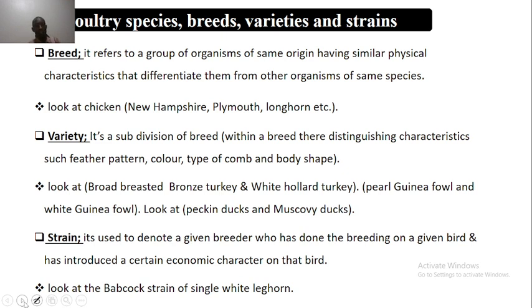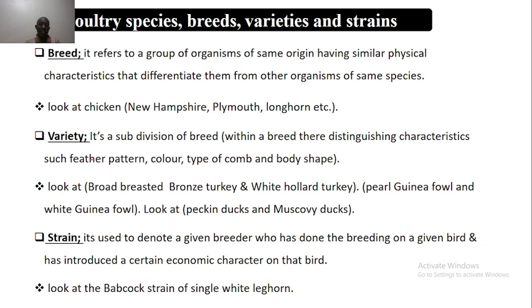In chicken, in poultry, we have what we call the New Hampshire, I mean, they're coming from Hampshire. We have the Leghorn, the Plymouth. Then what do we define by a variety? A variety is just a subdivision within the breed. It's just a distinguishing factor or characteristic within the breed.